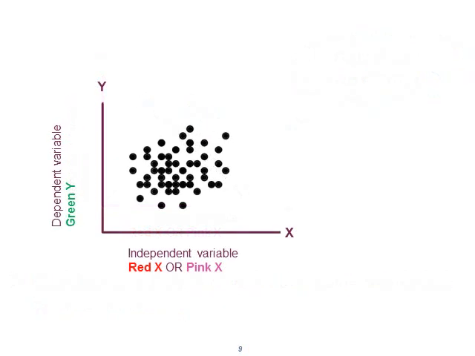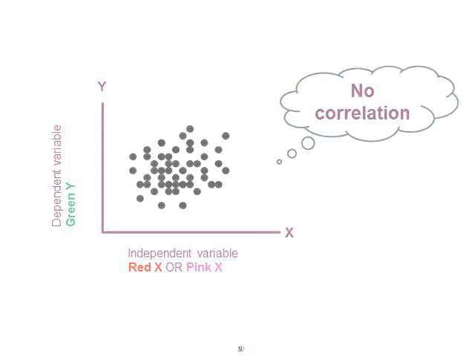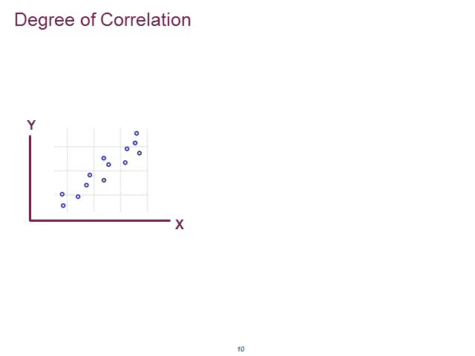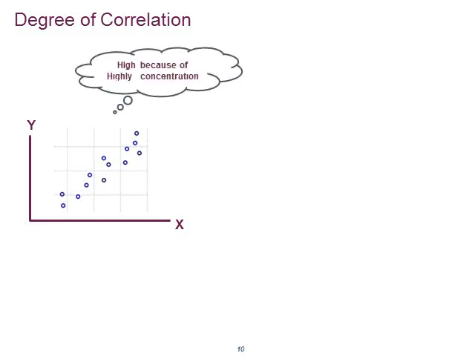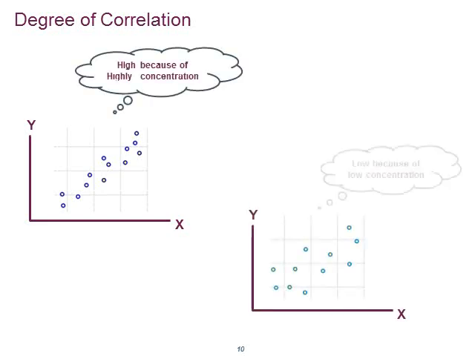Here in this graph, the data is scattered and not showing any relation with the green Y. This situation is known as no correlation. Degree of correlation. When the data concentration is higher in a particular area, this is known as a high degree of correlation, and when it is low, it is called a low degree of correlation between the variables.